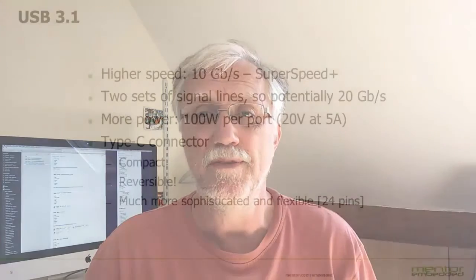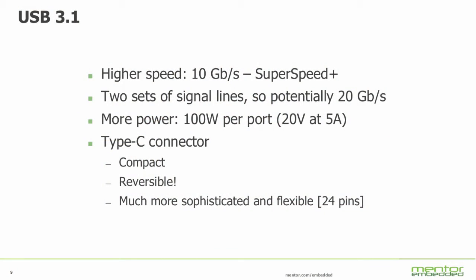Time moves on, and in fact USB 3.0 has been around a little while, so now we have USB 3.1. It's only a small increment in the version number, but actually there are some big changes here, and it's very exciting. USB 3.1 provides an even higher speed, 10 gigabits per second, which is called SuperSpeed Plus. There are 2 sets of signal lines, so potentially you can do data communication at 20 gigabits per second. That's a theoretical speed, but nevertheless it shows the potential of the new version of the bus.